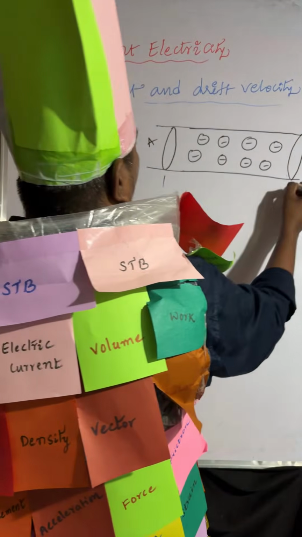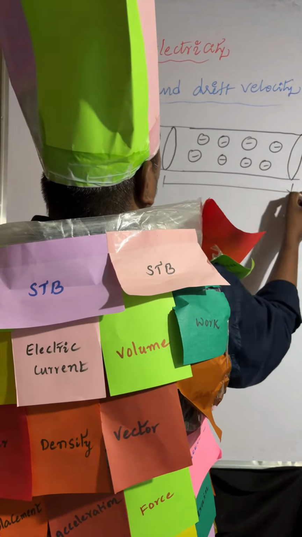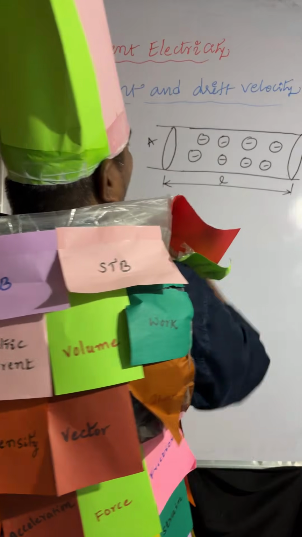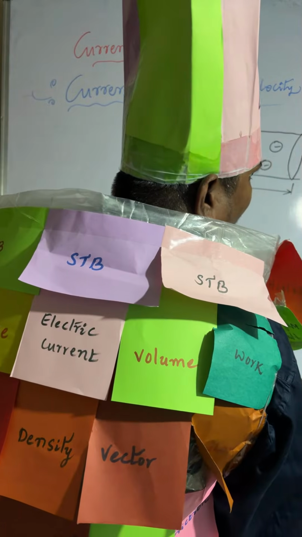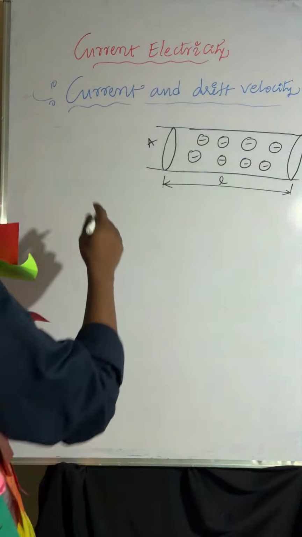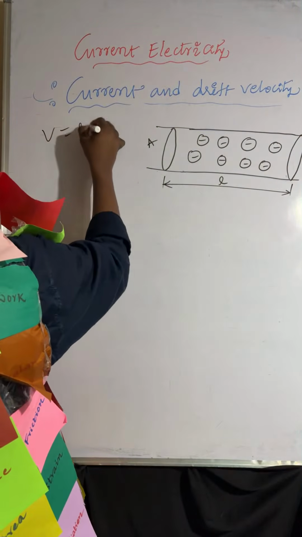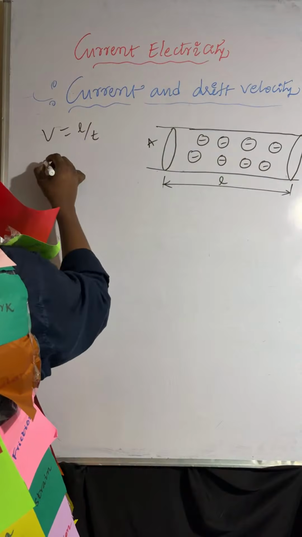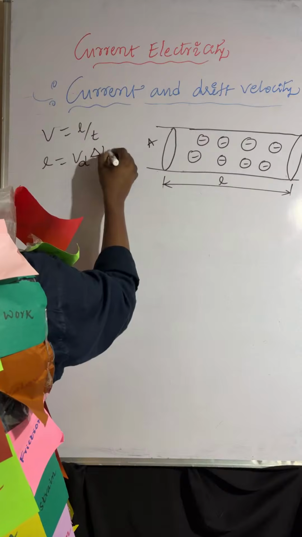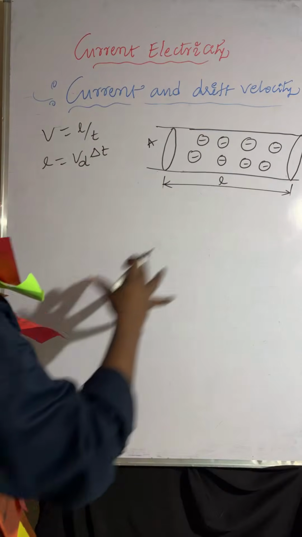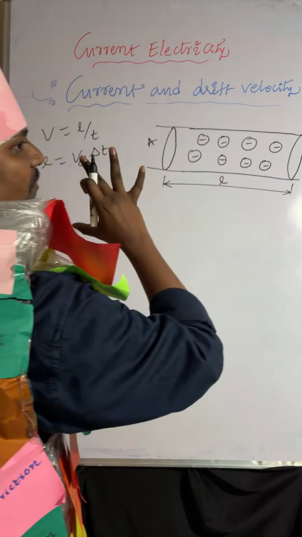And the length you can take as L, and time, anyway it will take time. Now you can see here, V equal to L by T, that is nothing but L equal to V_d delta T, drift velocity and change in interval. So in this particular volume only the electrons are moving, right?